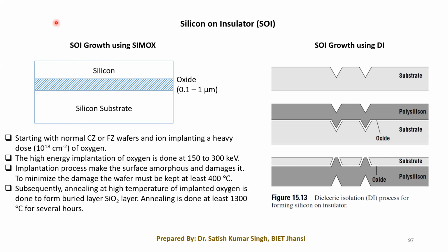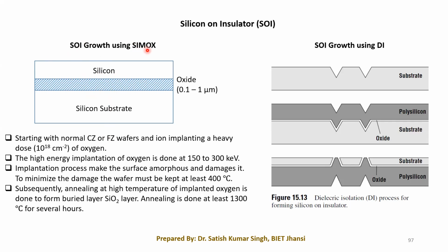We can go for the silicon deposition, and within the silicon we can again fabricate the devices and make the isolations. Like we have seen in the trench isolation, we can do the isolation and then fabricate the devices. Fine. So this is our SOI structure using the CMOS process.